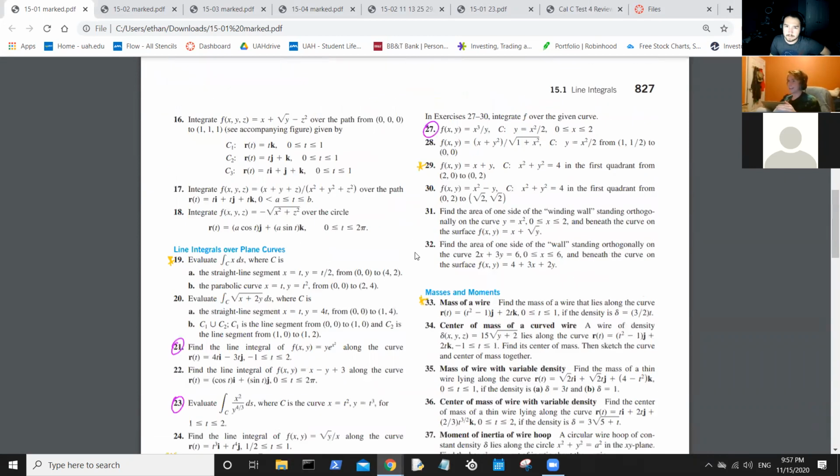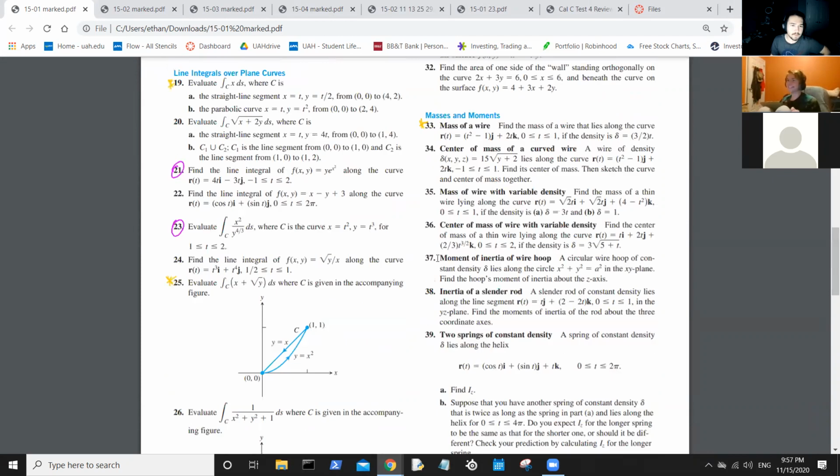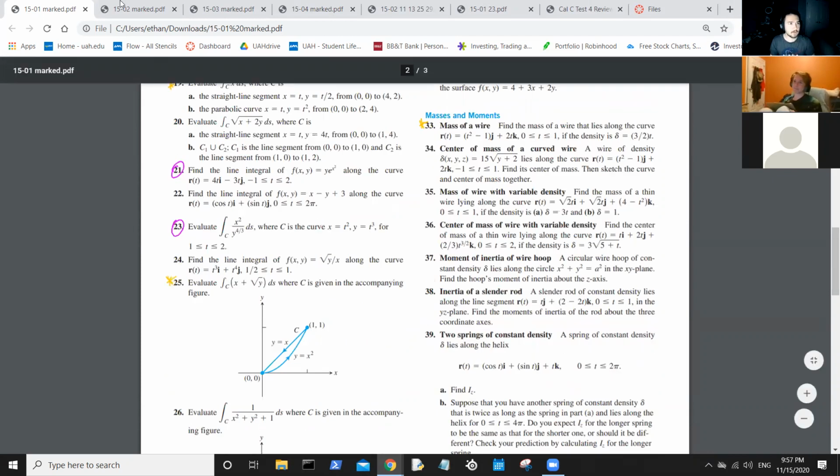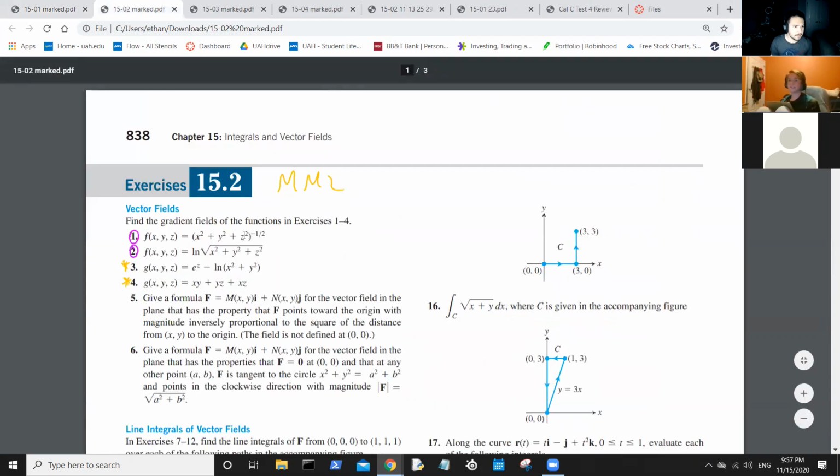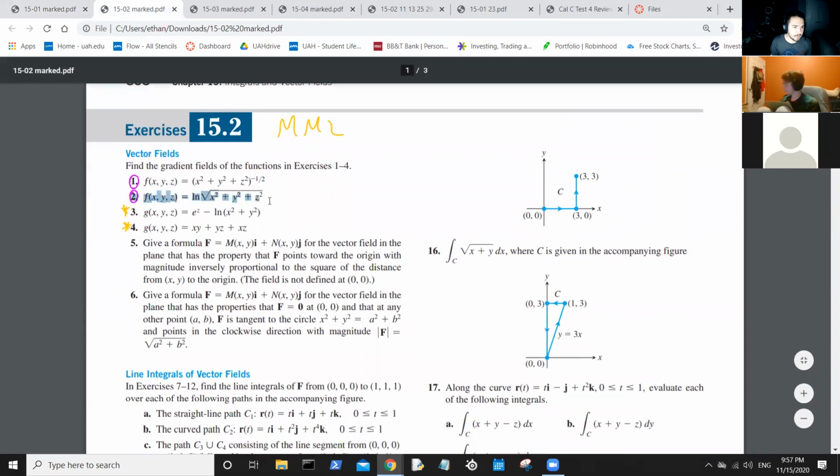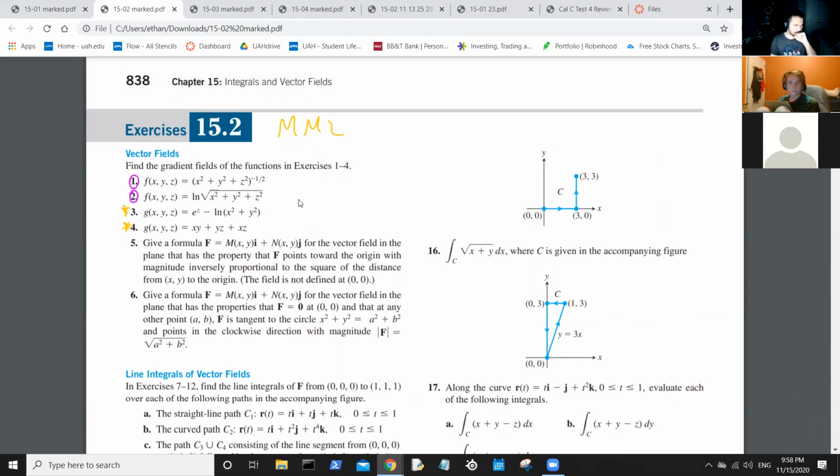All right, so we have just completed 15.1. We did this one already. And gradient fields, we did this one earlier, and gradient fields has a different formula. It's the partial with respect to x, y, z times the derivative, distributed across.